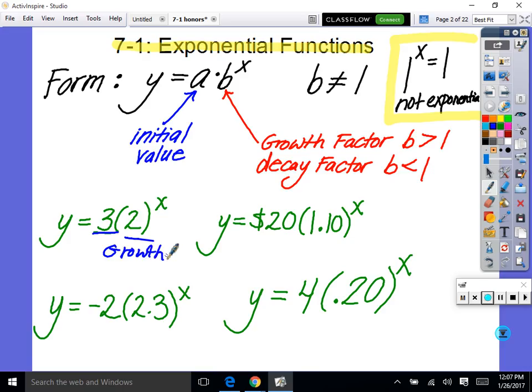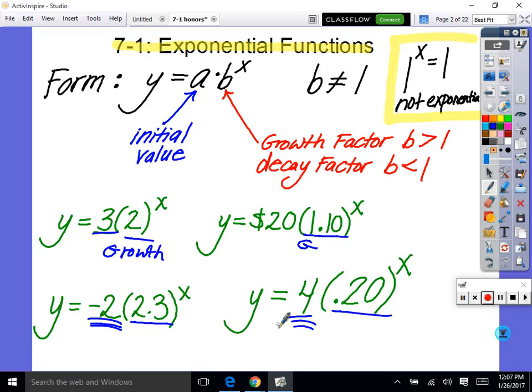This would be an example of exponential growth, starting with $20, 1.10. It's growth. That means 110% worth, correct? It's worth 100% plus 10% more of $20. This one is exponential growth. Our initial value is -2, and then we are getting exponentially smaller. Okay, so this one is exponential decay, because 0.20 is less than 1. Our initial value is 4.